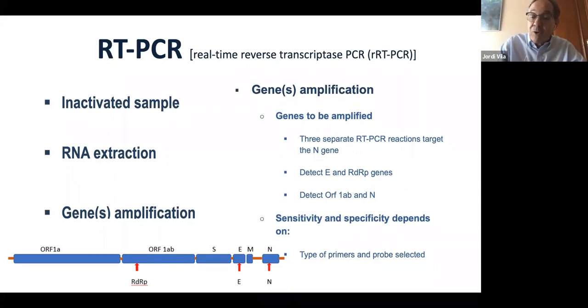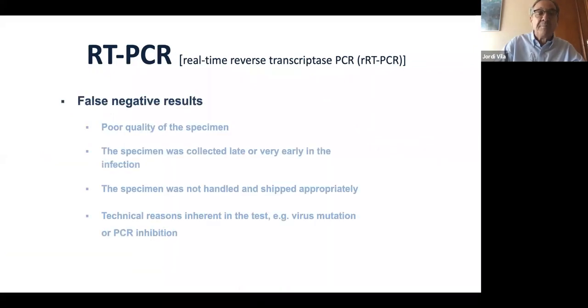There is a third protocol, which detects the ORF1ab gene and the N gene, designed by the Chinese CDC. More or less, all of them have similar sensitivity and specificity. Of course, sensitivity and specificity depend on the type of primers and probes selected, but in general they are very similar among these three protocols.